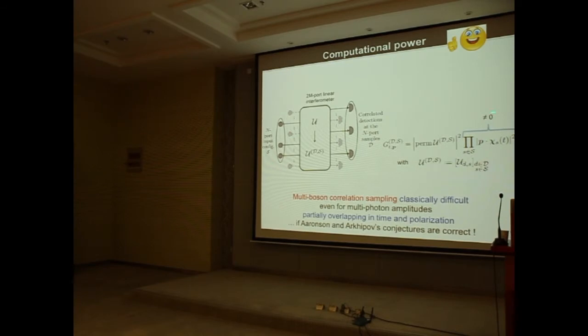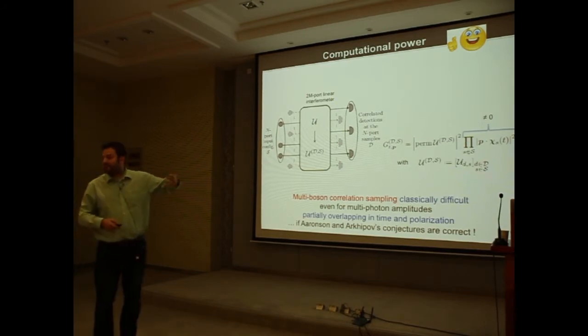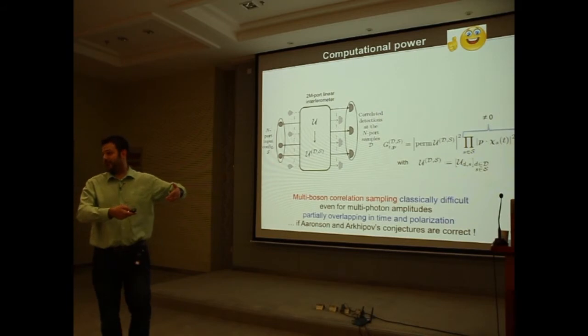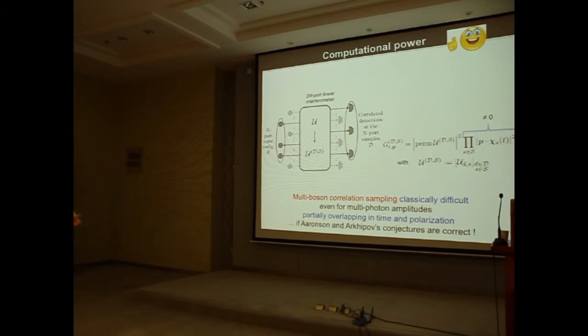Well, if this constant is different from zero, what does it mean? It means that the multiphoton amplitudes that concur to the interference and the detection partially overlap in time and polarization, so this is different from zero. We can understand that now this class of samples contains all the samples that Aaronson has in his problem, right? And so you can easily, just following the result of Aaronson, if he is right in his conjecture, of course, say that our problem, what we define as multi-boson correlation sampling, is classically difficult to simulate, even now for multiphoton amplitudes that are partially overlapping in time and polarization.